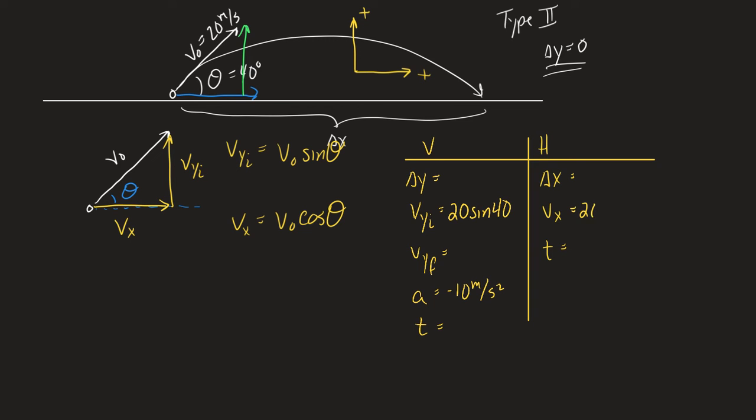20 cosine 40 degrees will be the horizontal velocity. And this is a type 2 problem, so delta y is 0. That's it. That's all the information that's given. You're trying to figure out where the ball lands.